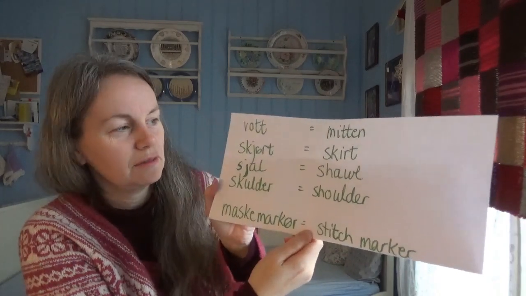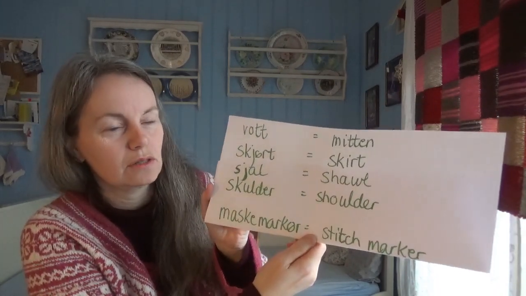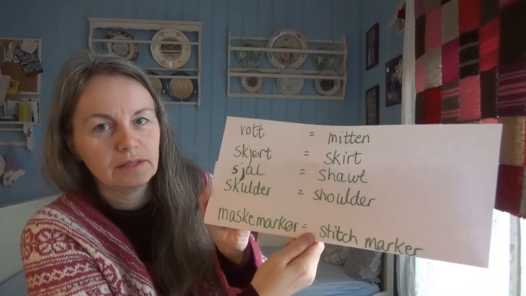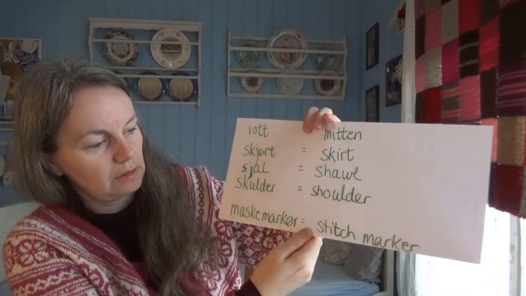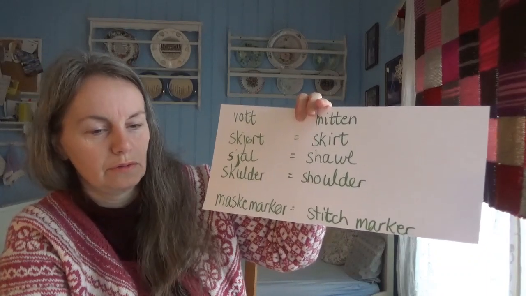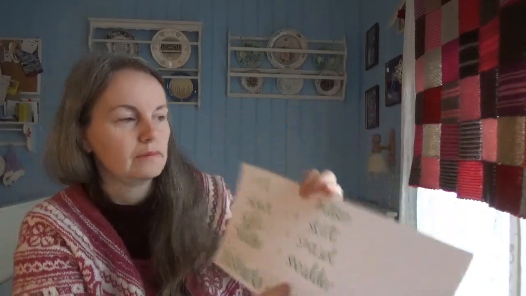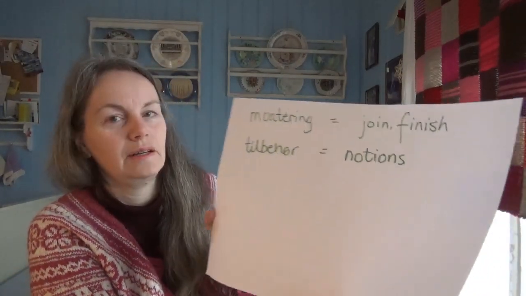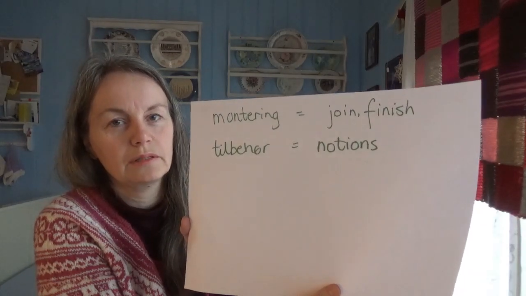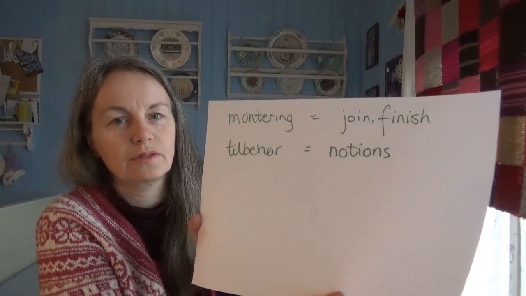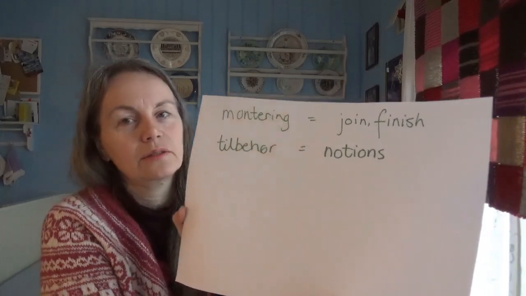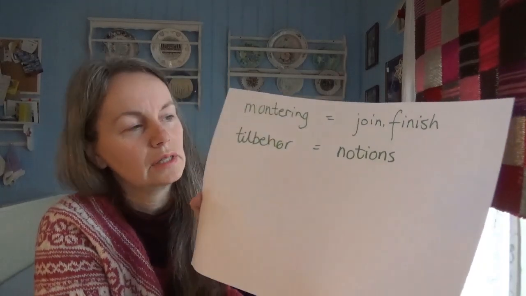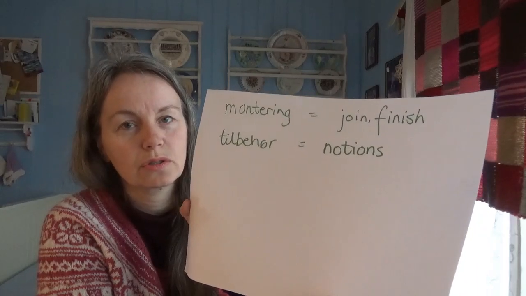Vott, that is mitten. Skjørt, that is skirt. Sjal, that is shawl. And the stitch marker, I already did that one. And the Norwegian word montering means finishing up, how to put things together. And the last word I have here is tilbehør, that means notions. What you need in addition, or what kind of needles and what kind of other things you need.